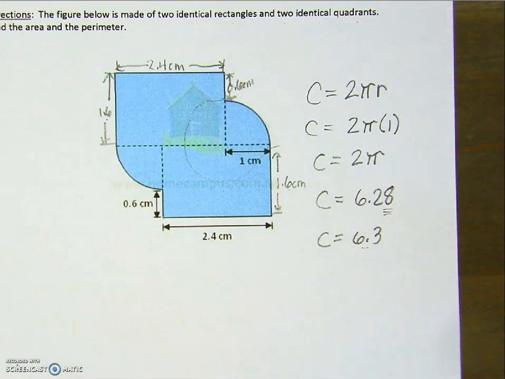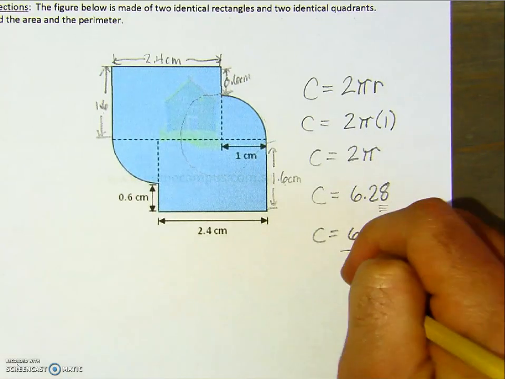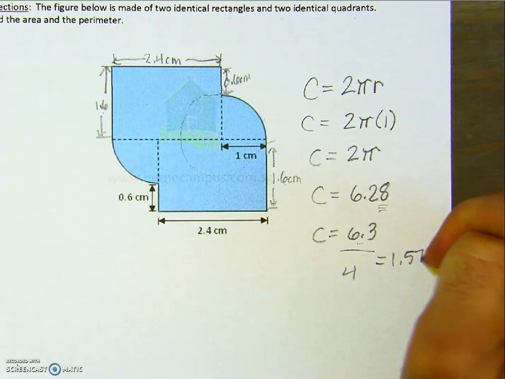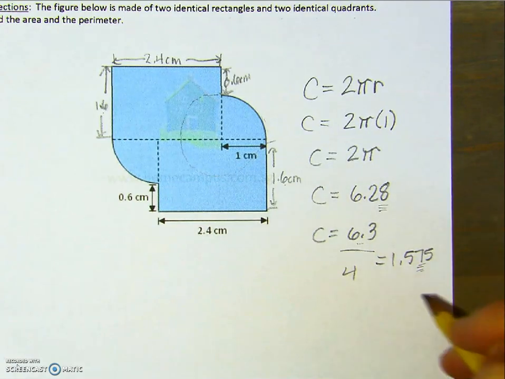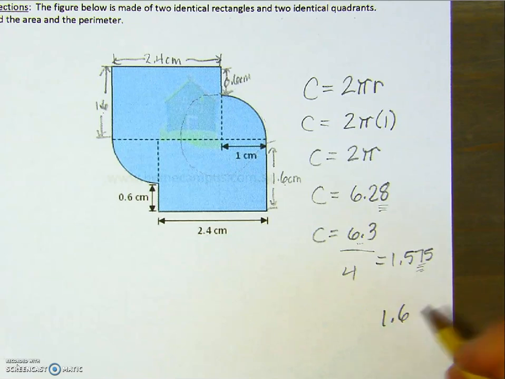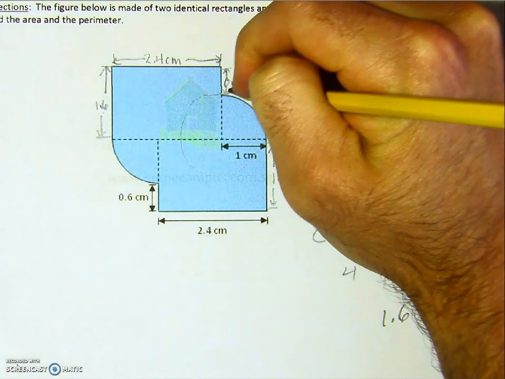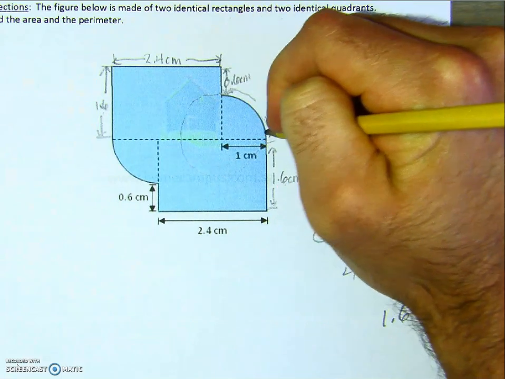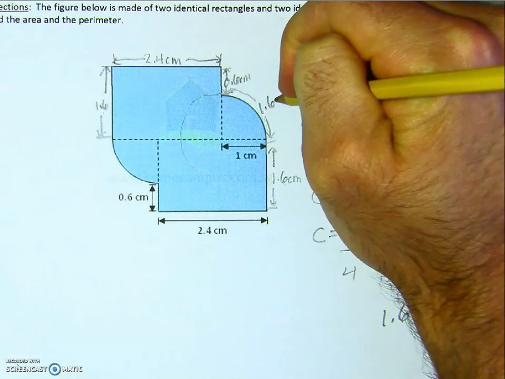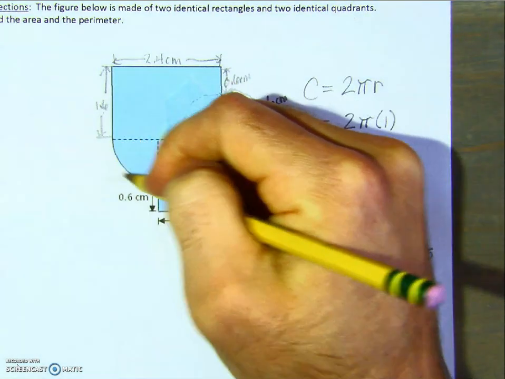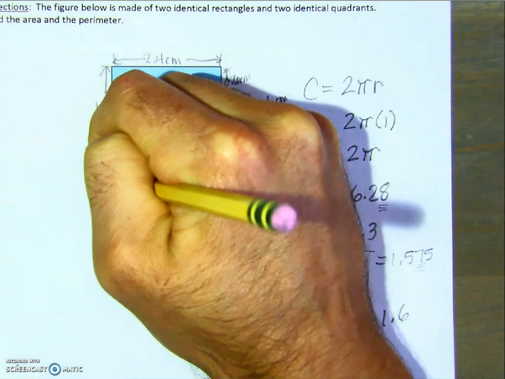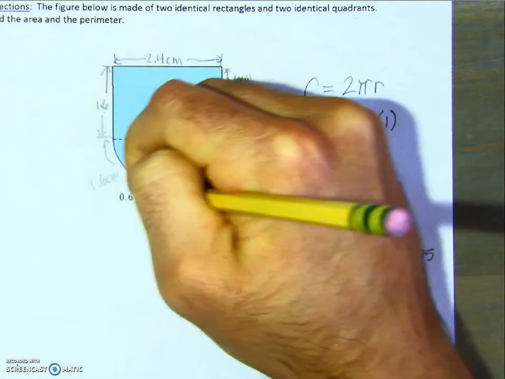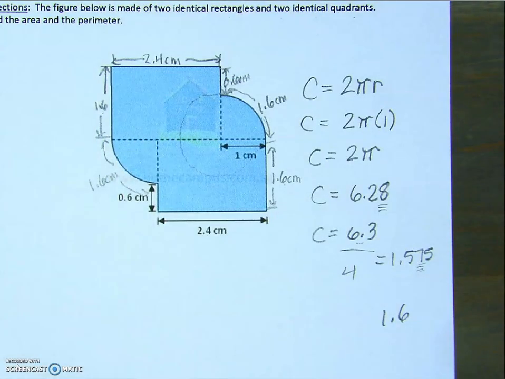I'm going to go on my calculator. 6.3 divided by 4 gives me 1.575, and that 7 right there is going to round that up to 1.6. So apparently from here to here is going to be 1.6 centimeters. And it's going to be the same thing on the other side, 1.6 centimeters, because they are identical. Alright, cool. So that's all the hard work. The rest of it should be pretty easy.